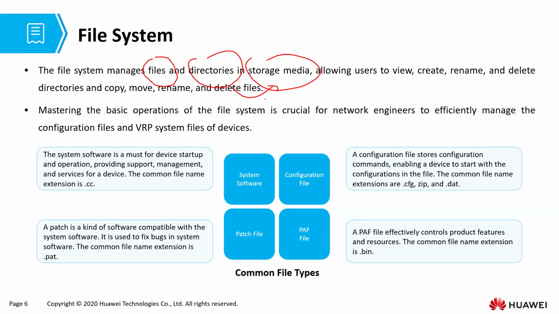The goal is for you to understand how to efficiently manage configuration files on the software that runs our hardware. Now, the common file types we have are system software files, which are basically the operating system. This is what is used to start up my devices. In short, this is the operating system, and you can identify them by the file extension .cc.